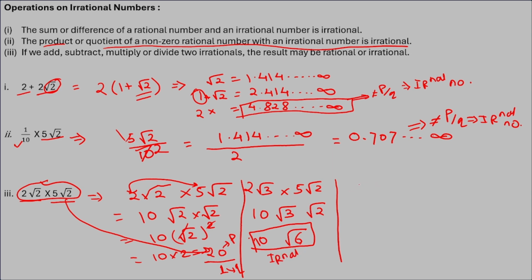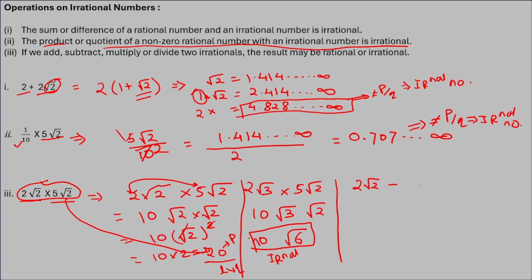So this is an irrational number. Correct? Now consider 2 root 2 plus 5 minus 2 root 2 plus 11. If you consider this equation, 2 root 2 and minus 2 root 2 will cancel each other. 11 plus 5 will be 16. Again, if you add or subtract two irrational numbers, it can give you a rational number, right? It can also give you an irrational number, correct?